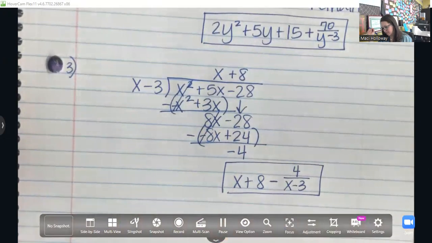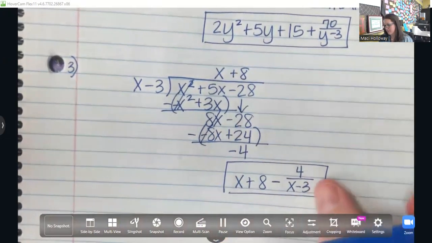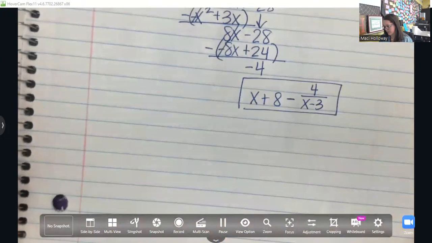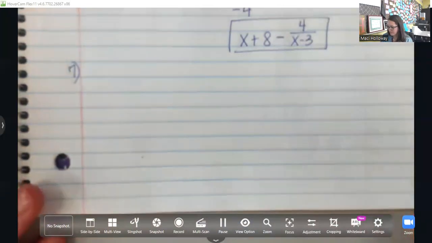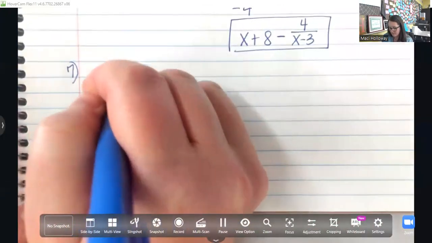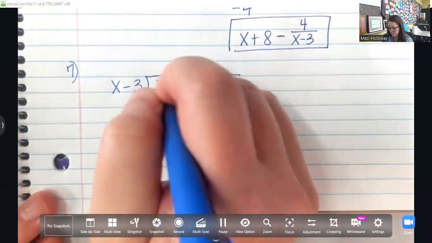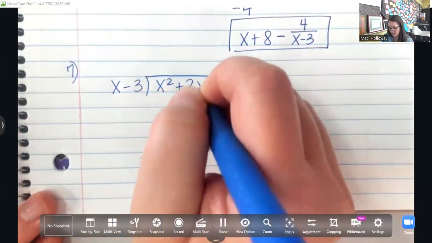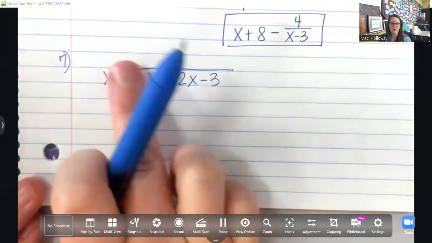Now let's move on to number 7, and we're going to determine if x minus 3 is a factor. I like that we're using x minus 3 for all of these. I'm not sure really why, but we're moving on to number 7. So we'll go ahead and set that up. X minus 3 is the divisor, and then x squared plus 2x minus 3. So we'll follow the same pattern.